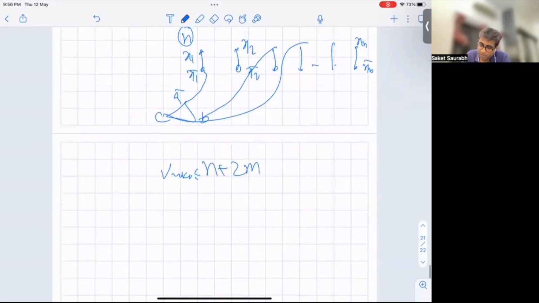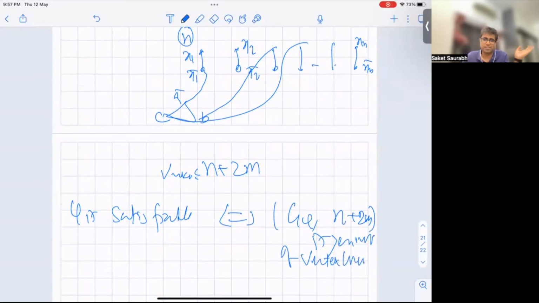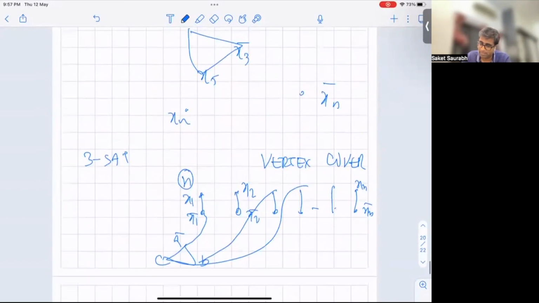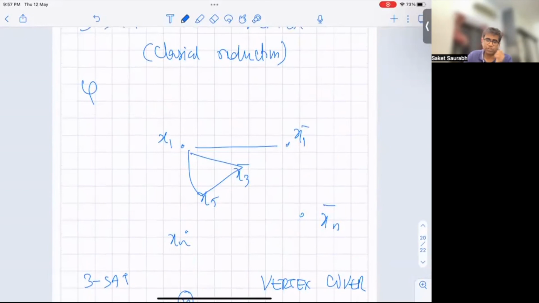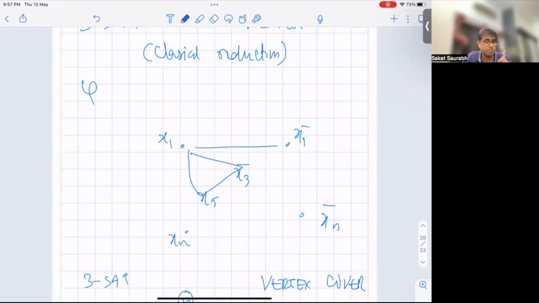You can show that phi is satisfiable if and only if g phi comma n plus 2m is a yes instance of vertex cover. This is also not my reduction. This reduction is there in CLRS or any textbook. Okay. And this is one reduction which Yash or Gaurav told. Yash? Yeah, it was. Okay.